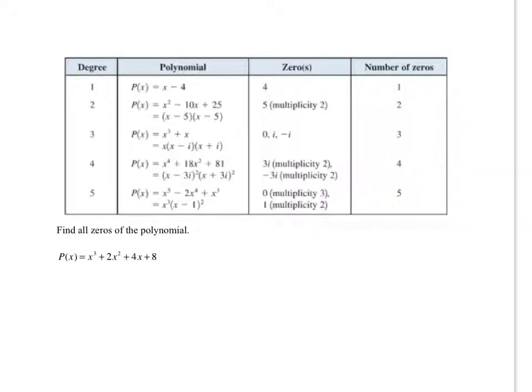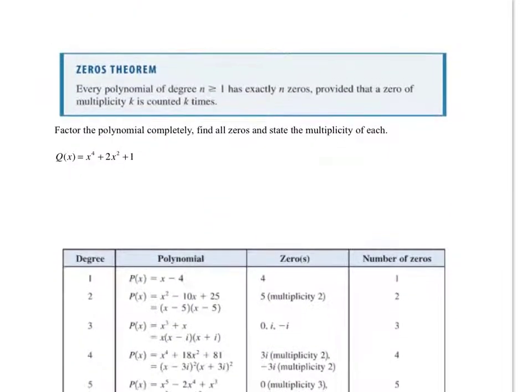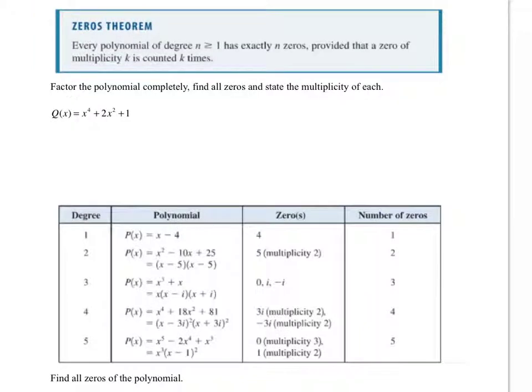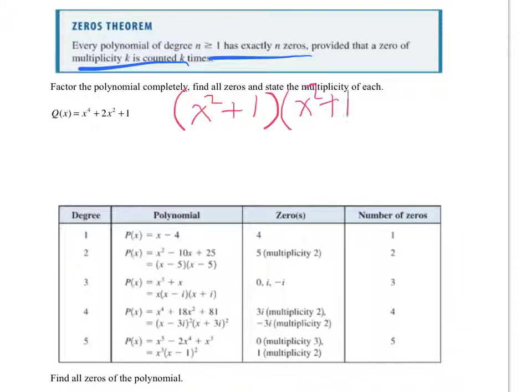So here we have a polynomial to factor completely, and the zeros theorem tells us that we have exactly n zeros counting multiplicities. So we're going to look for 4 zeros for this polynomial. I can actually factor this polynomial. Let's see, x to the 4th power plus 2x squared plus 1. I can factor that as x squared plus 1 times x squared plus 1.